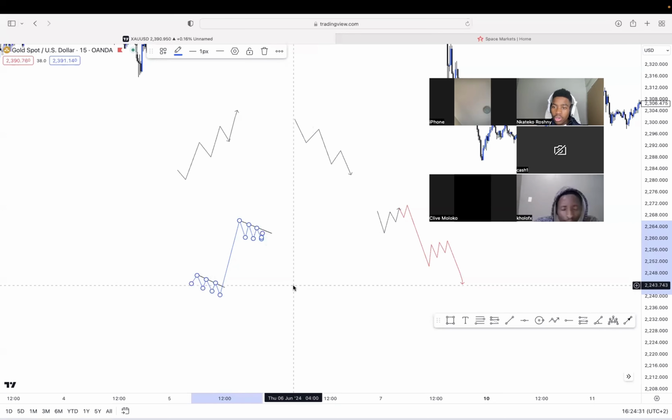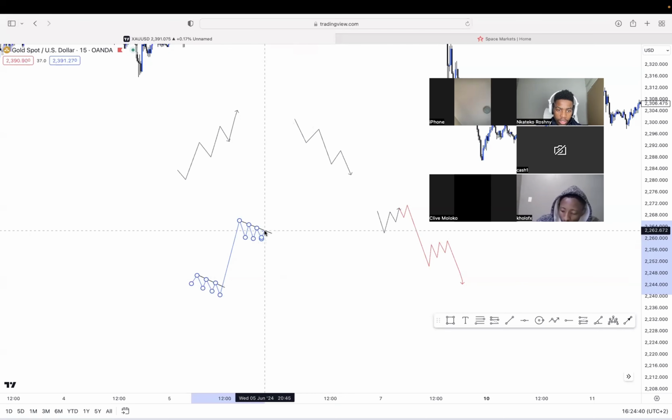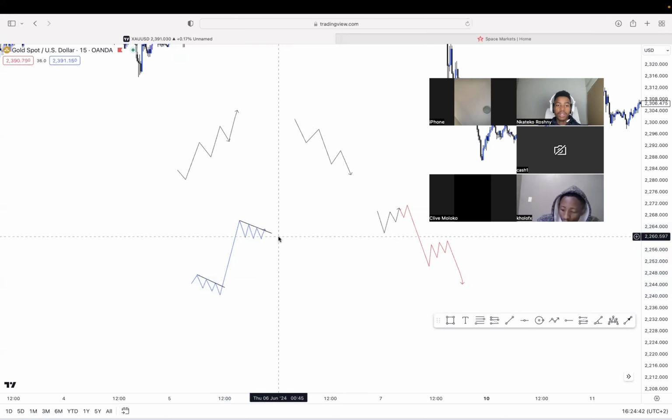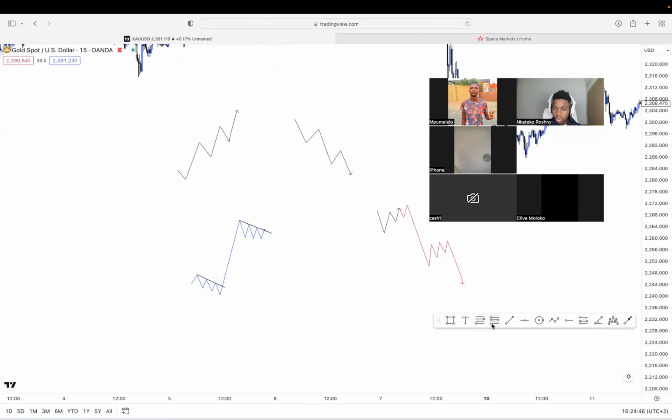So make sure you only enter after they break out on your fourth touch, not on the third touch, only starting from the fourth touch. After they break out here, start your buys. So that means here you're gonna have something like this.